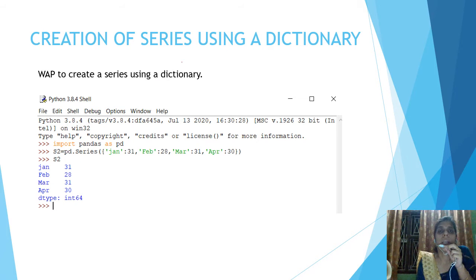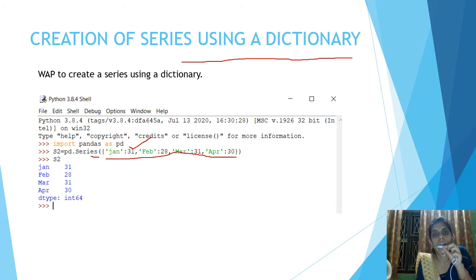Now we will create a series using a dictionary. It is one of the most important questions for your board examination and there is a very high chance that creation of series using a dictionary will come. So here see the code for that. First of all we will import pandas. It is the same step in all the programs, and then S2 is equal to pd.Series and in the bracket we pass a dictionary as data.